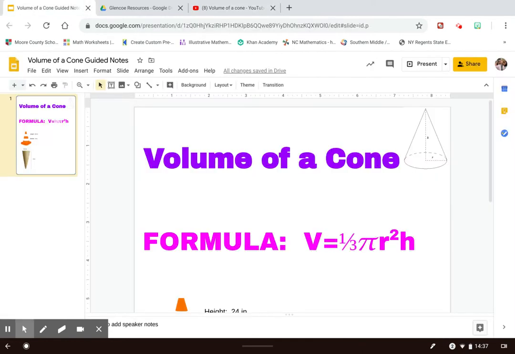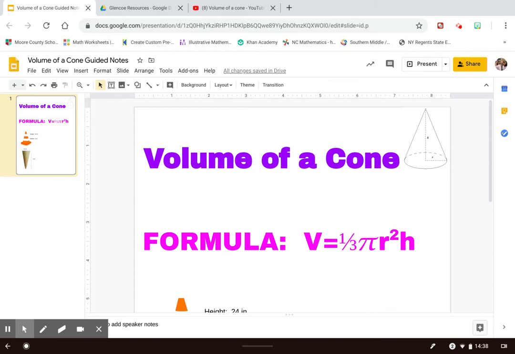So if we go to our guided notes today, the volume of a cone, here's what a cone looks like up here in the upper right-hand corner. And the formula is 1/3 pi r squared times the height. So yesterday you learned pi r squared times the height is the formula for finding the volume of a cylinder, but the volume of a cone is 1/3 of that.